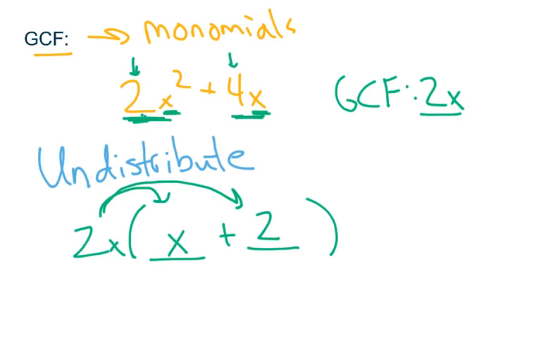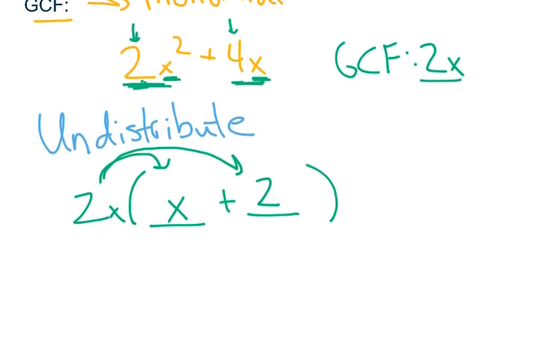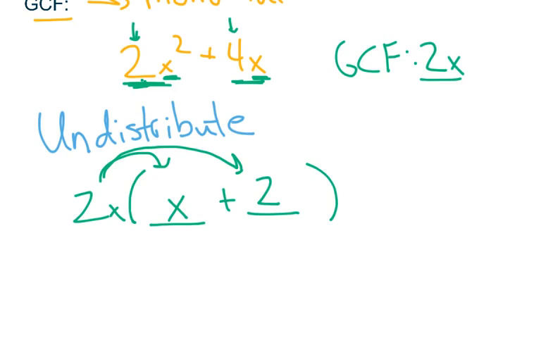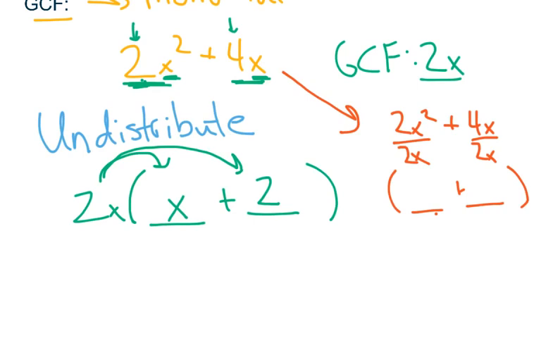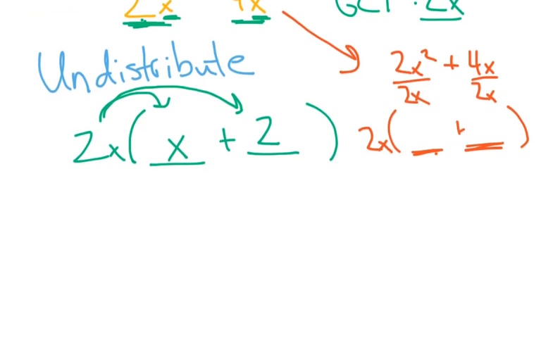Now, some of you might be able to do this in your head. Others of you might be like, what are you talking about? How did you get that? And so here's how I actually did that. What I did is a little intermediate step where I essentially went 2x squared plus 4x, and then I divided it by 2x. That's how I figured out what was going to be in my parentheses here, and then eventually be replaced with 2x. So let's do another example.